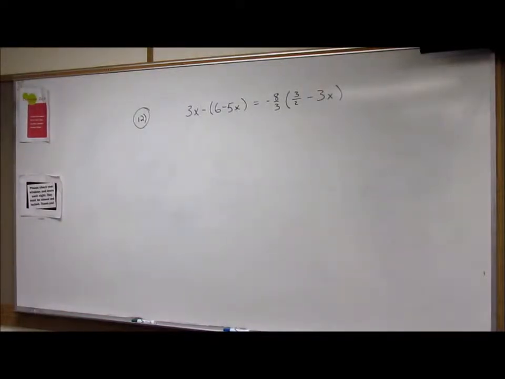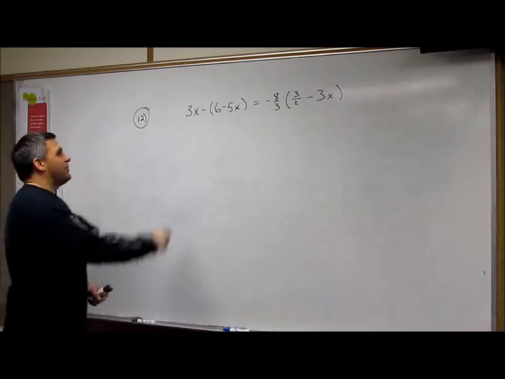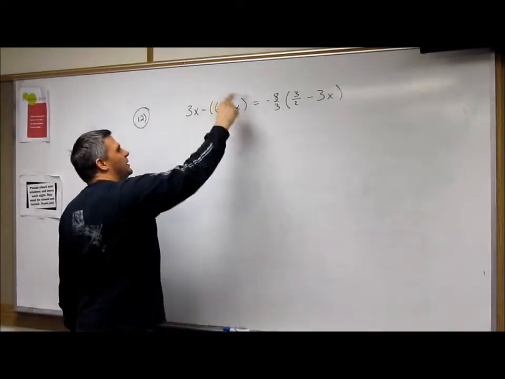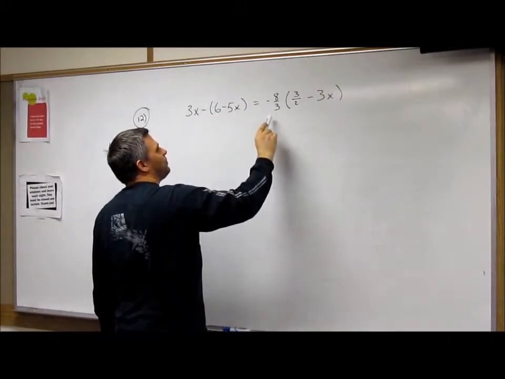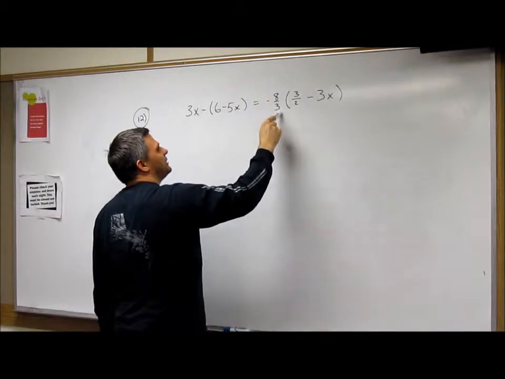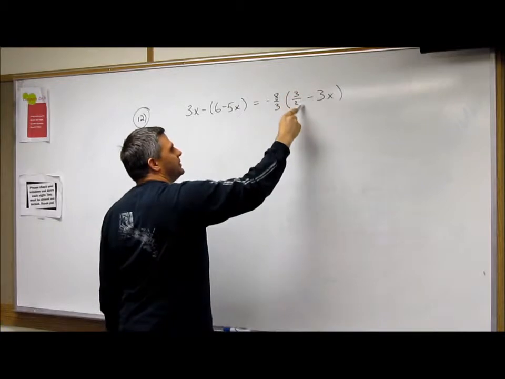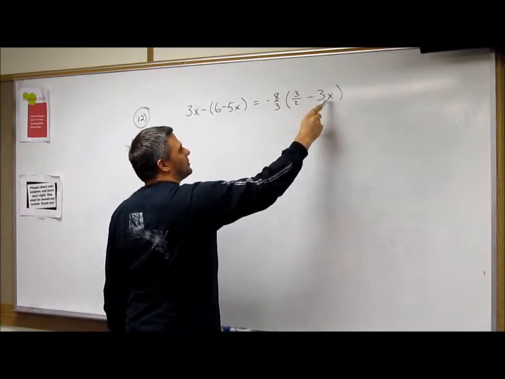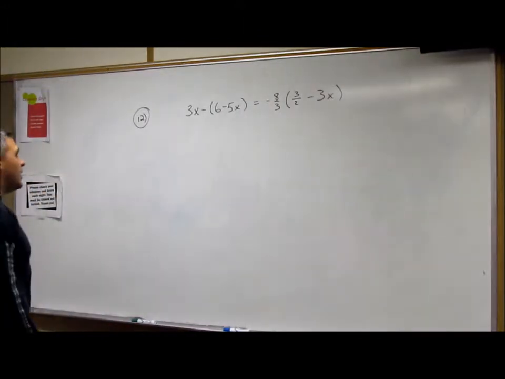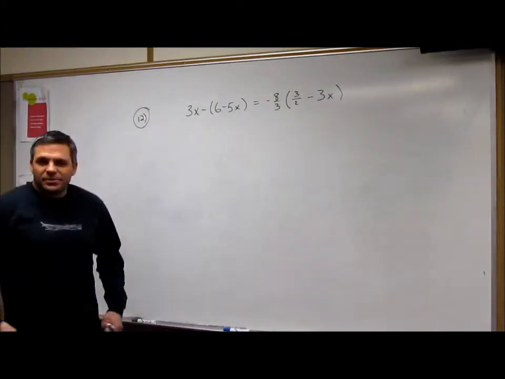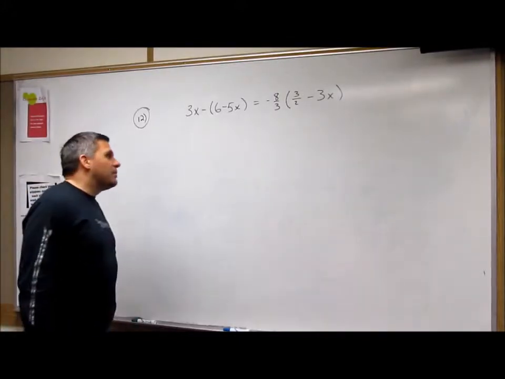Okay, chapter 2, test problem 12. We have 3x minus the quantity of 6 minus 5x equals the negative 8 over 3 times the quantity of 3 over 2 minus 3x. So, this is our fractions problem, and we're going to solve it the same way we do all the other problems.